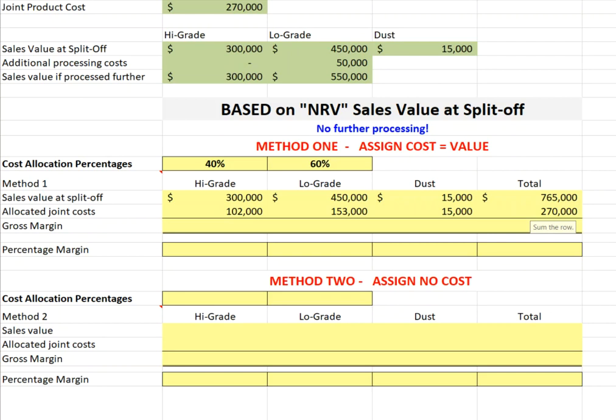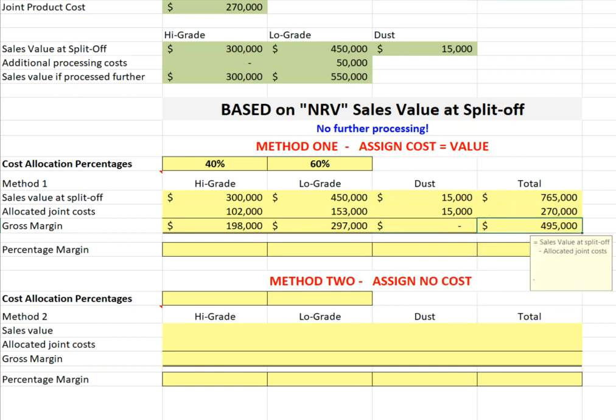We can now calculate the gross margin for each product. We're going to have $198,000 in gross profit on the high-grade coal, and that's simply the $300,000 in market value at the split-off point minus our $102,000 in allocated cost. The low-grade coal has a gross margin of $297,000, and notice the byproduct, the coal dust, has a gross margin of 0 since we allocated a cost equal to its expected sales value.